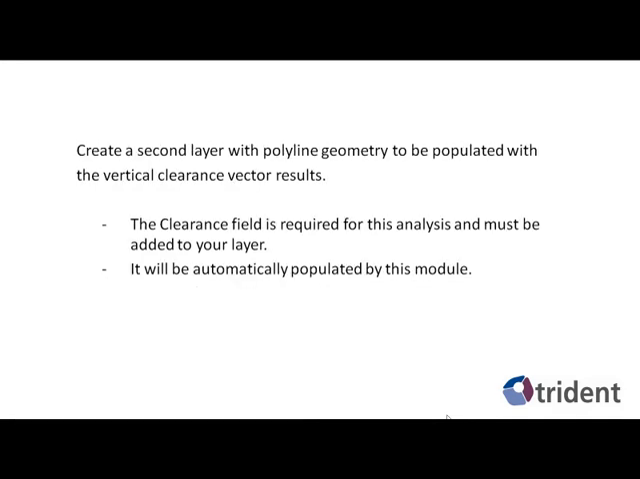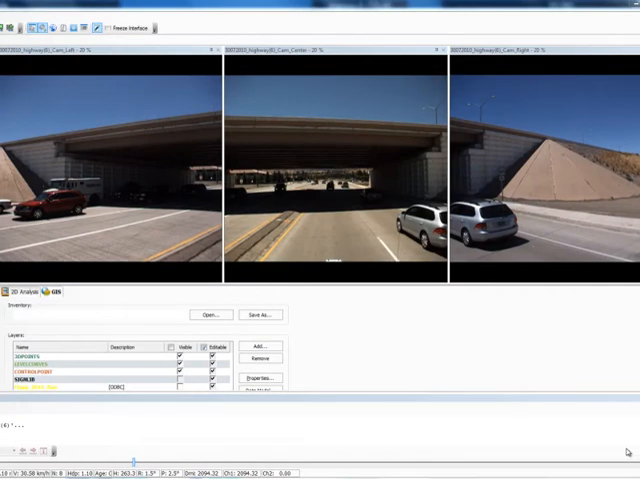Create a second layer with polyline geometry to be populated with the vertical clearance vector results. The clearance field is required for this analysis and must be added to this layer. It will be automatically populated by this module. After the layers are created and loaded onto your GIS panel, you can begin generating the cross-sections and vertical clearances.